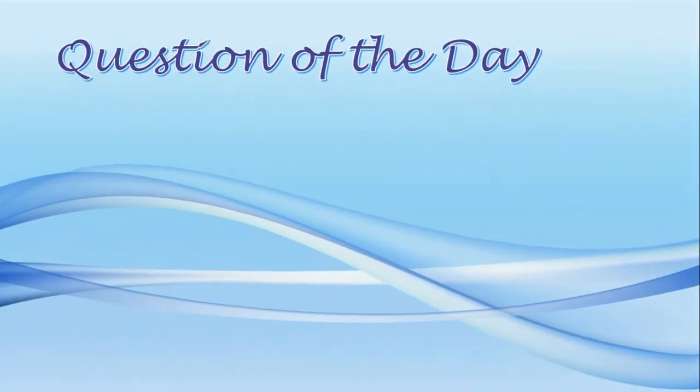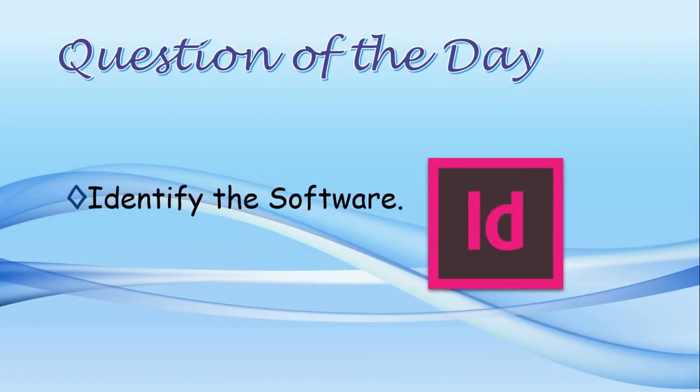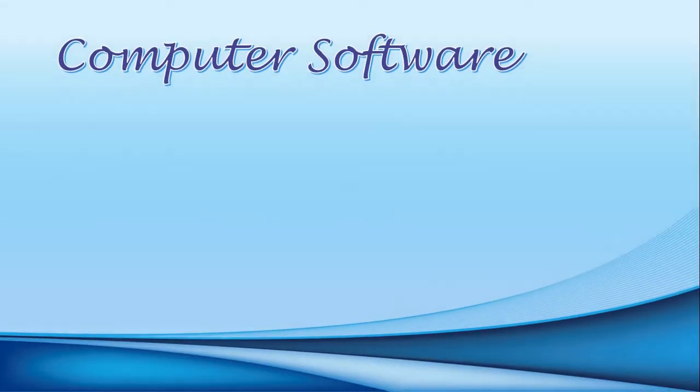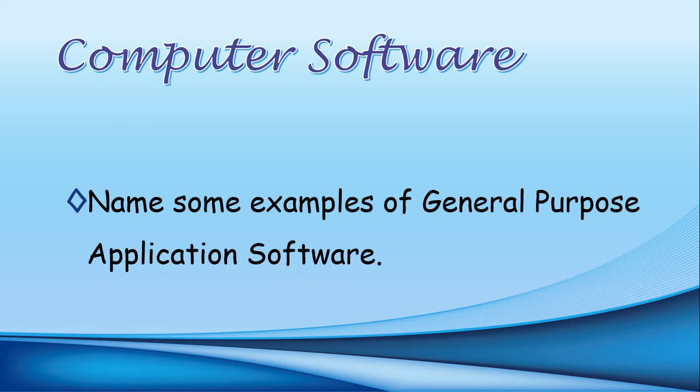Next, question of the day. Today's question is, identify the software. There's a picture. Listen carefully and identify the software. Answer this question in the online exam section of your Schoolia app. Next, an open question to answer in the comment section. The question is, name some examples of general purpose application software. I repeat the question: name some examples of general purpose application software.